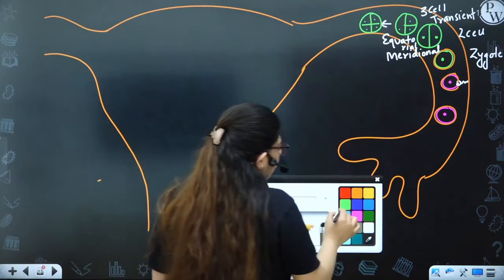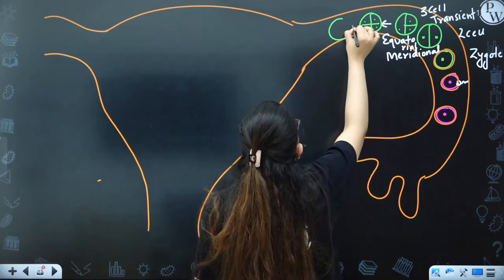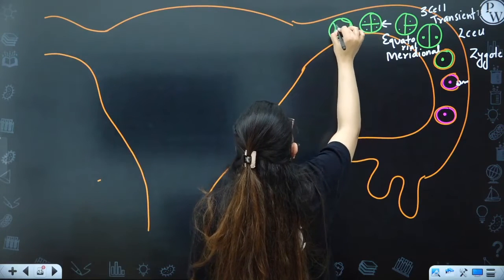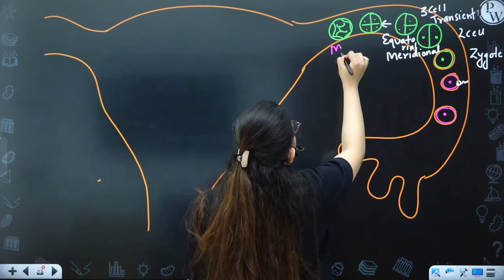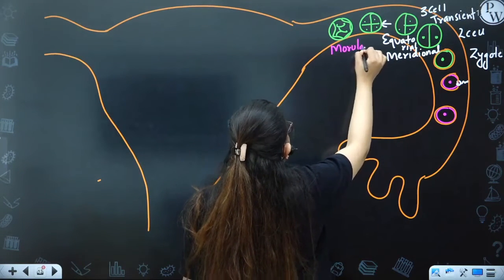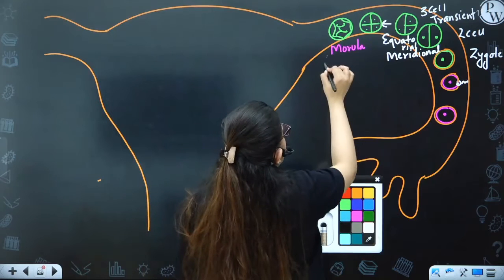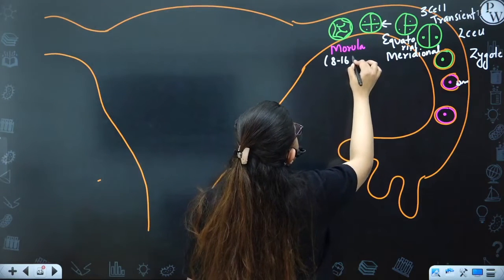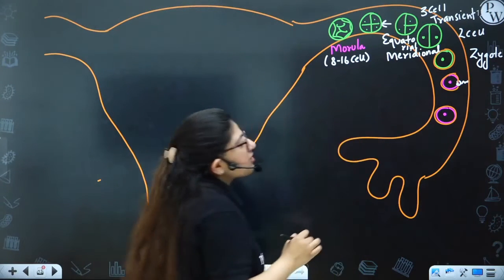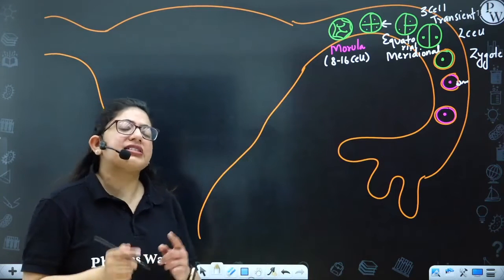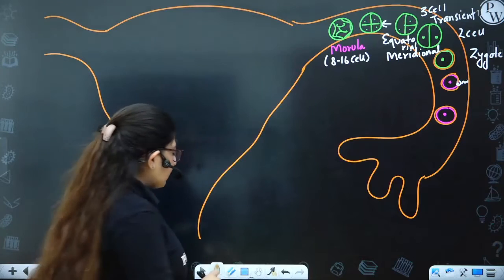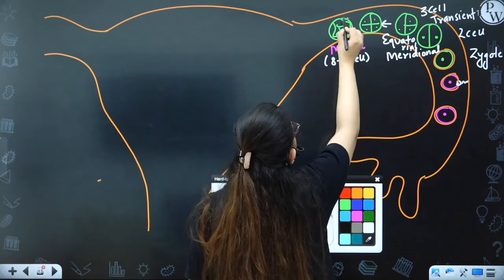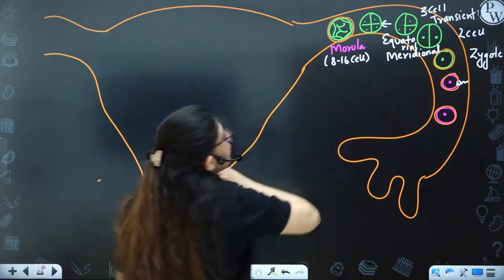After the four cell stage, the eight cell stage is formed, and you call it a morula. So the morula is the 8 to 16 cell stage. You also call it 8 to 16 blastomeres, and it is in the fallopian tube only. The zona pellucida is still present around it.